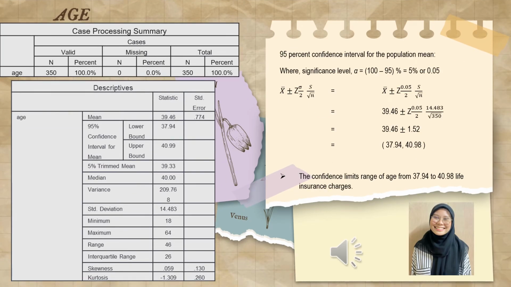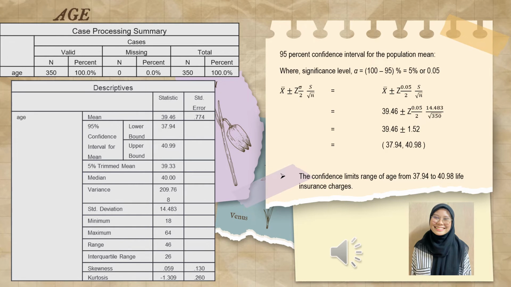This is the formula for the confidence interval for the x̄. This is the table I got from SPSS. From the SPSS analysis, we got the 95% confidence interval for the population mean, where the significance level is 100 minus 95%, which gives 5% or 0.05. This is the formula I used. Lastly, we got the result.